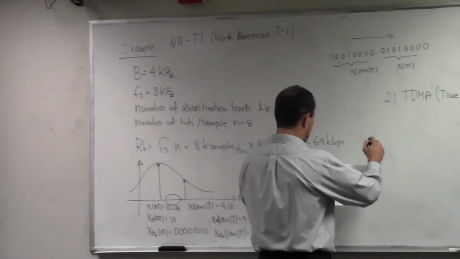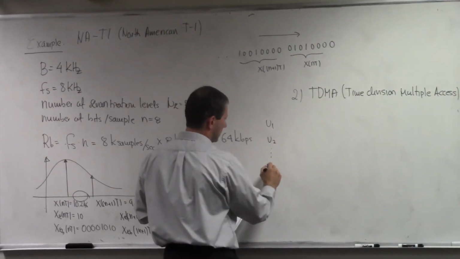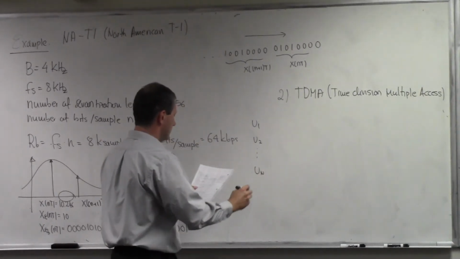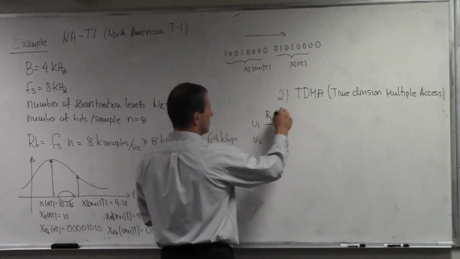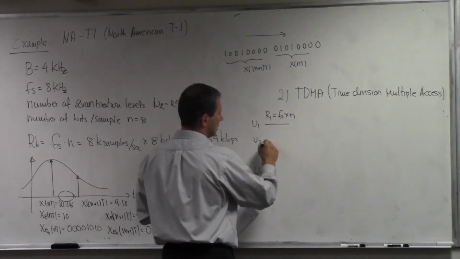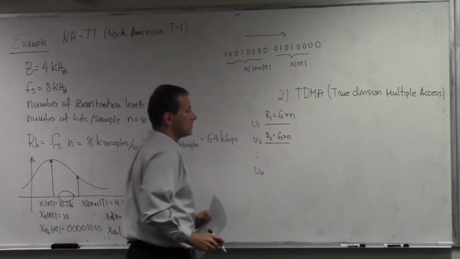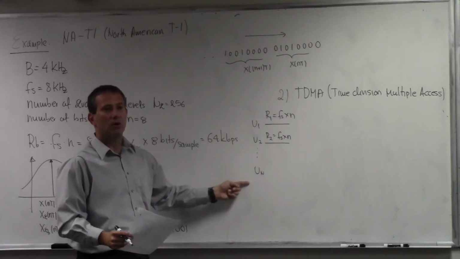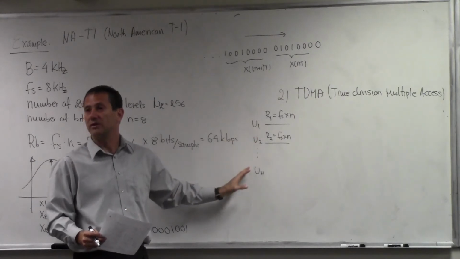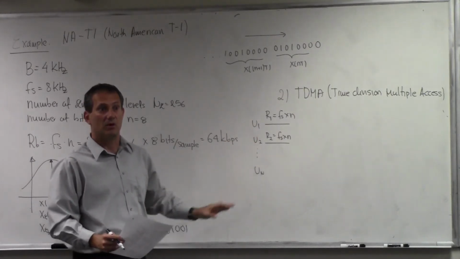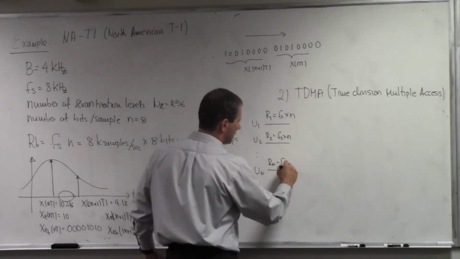The way this scheme works is, let's say I have n users, and I'm going to call them U1 through UN. Each one of them has a rate. The rate of the first one, R1, is Fs times n. The rate of the second one, R2, is Fs times n. For the sake of simplicity, I'm assuming that all of them have the same rates. This is your telephony. Every single user is generating 64 kilobits per second of the data stream. So you have n of such users. Rn is going to be Fs times n.